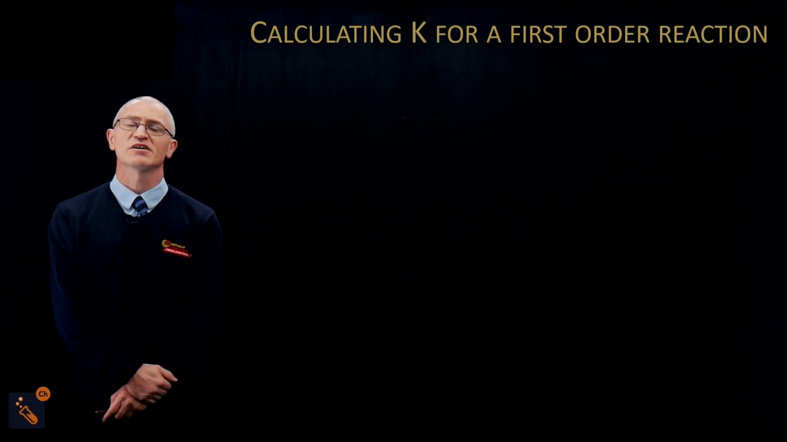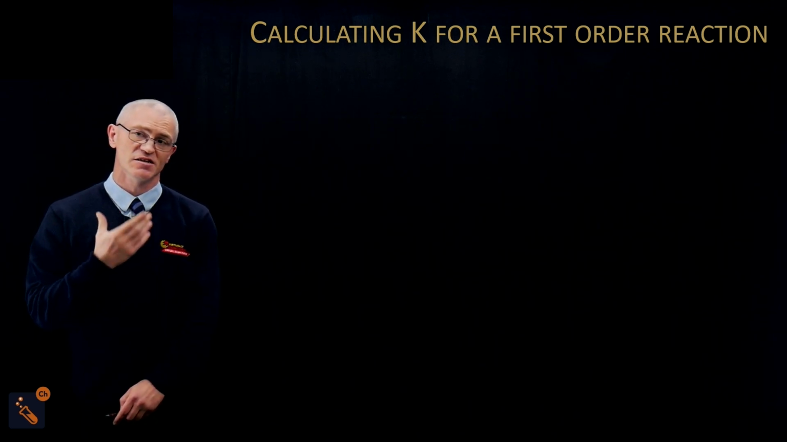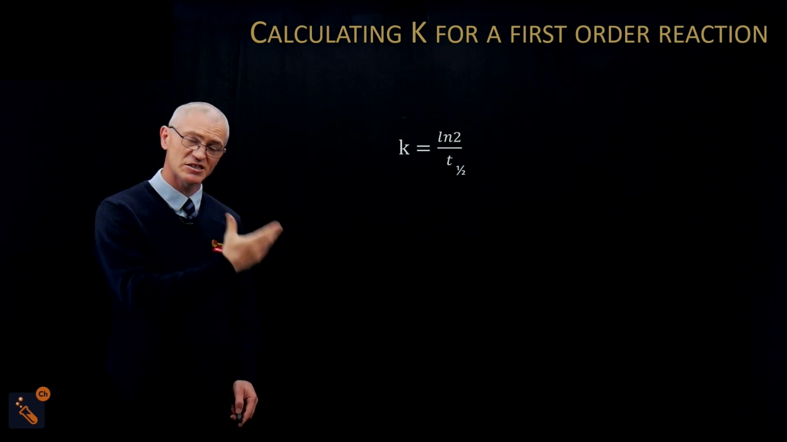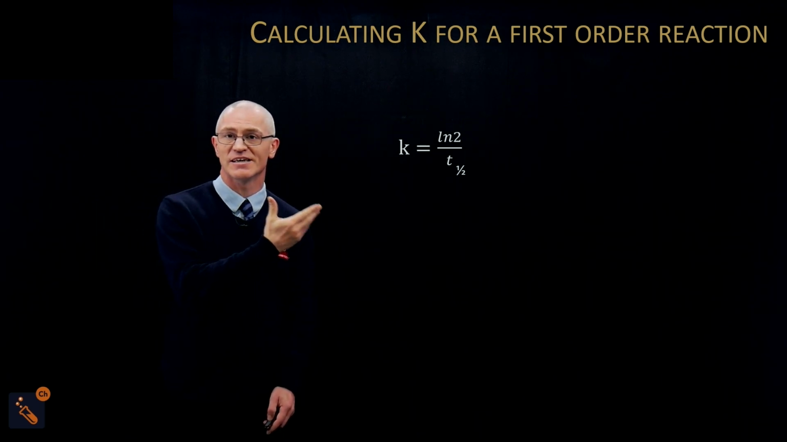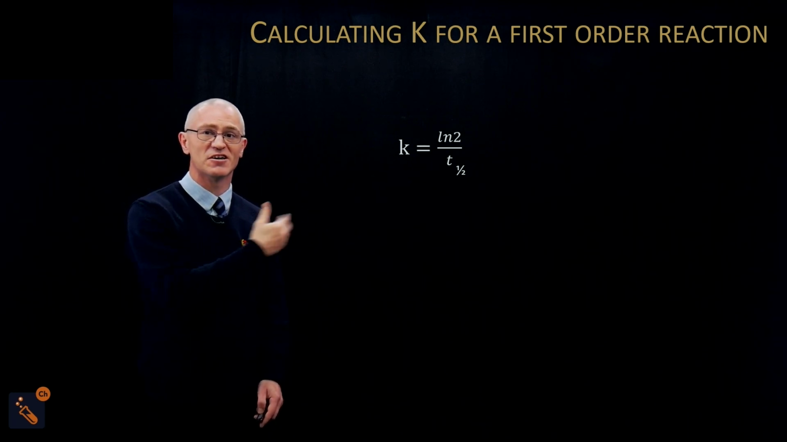We're now going to look at calculating K for a first order reaction where we just have one reactant, which is first order, much like we did in the last one with H2O2. Now, to this point, or when I recorded this video, I've never actually seen this in an exam, but it is in the specification, and so therefore it could turn up at any point.